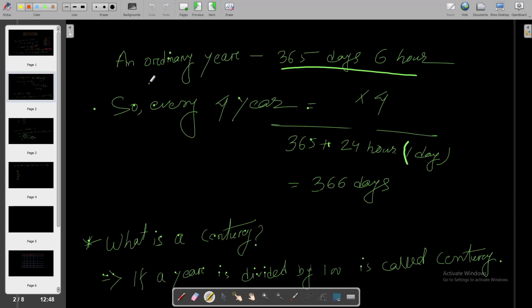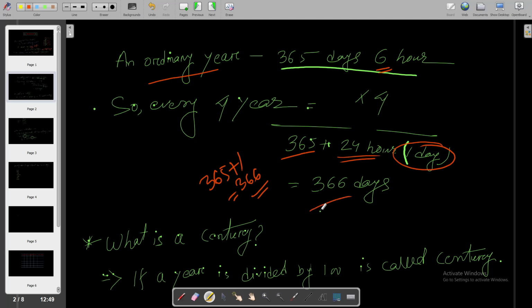We know that an ordinary year has 365 days and 6 hours. And let's see, every 4 years means 6 will be added 4 times. After 4 years, if you multiply by 4, the result comes out to 365 days and 24 hours. 24 hours means 1 day. Hence 365 plus 1 becomes 366. Thus a leap year has 366 days.